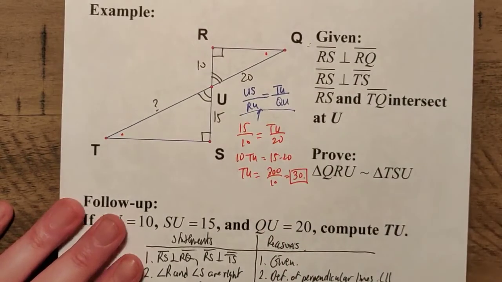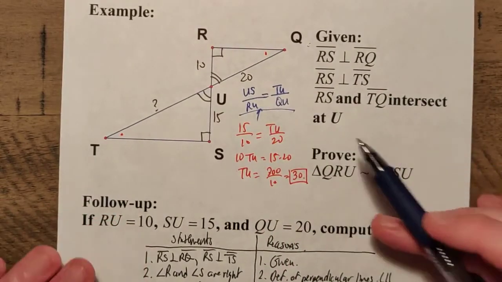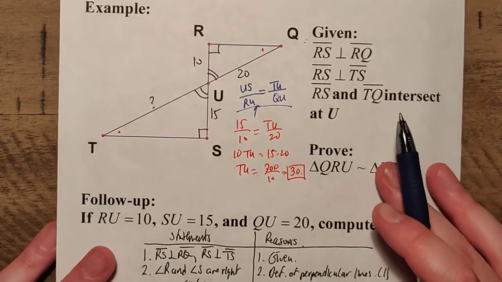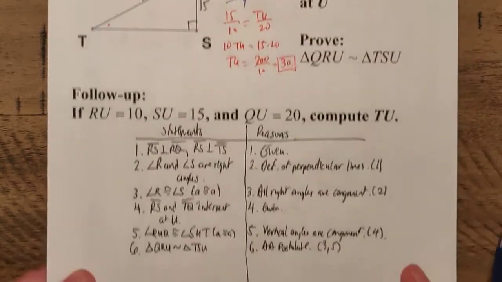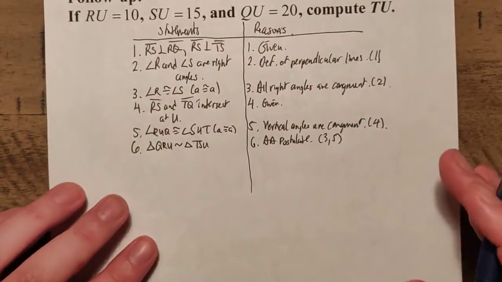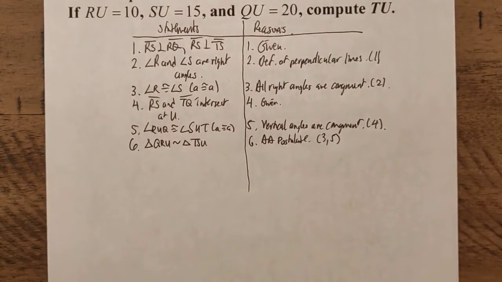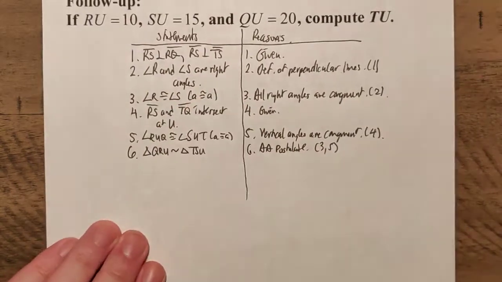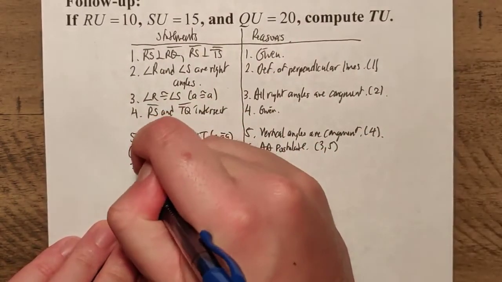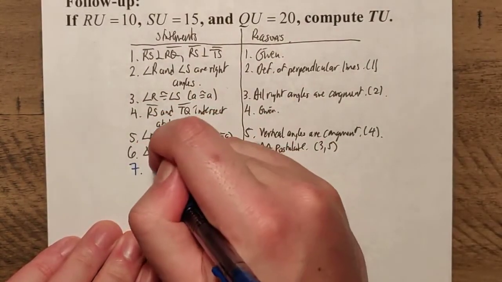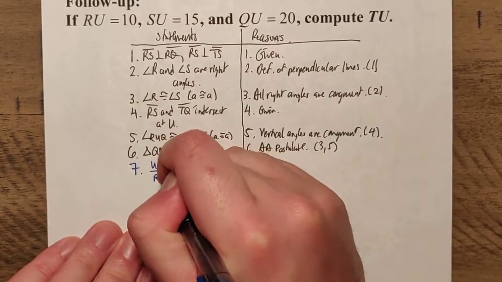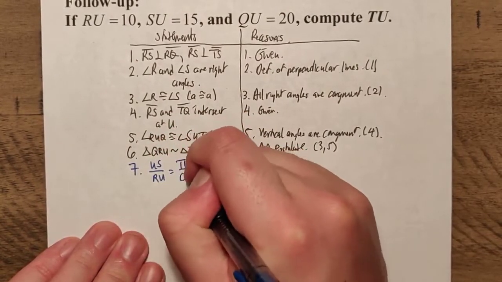So notice that what we have here is a proportion like this: US over RU equals TU over QU. In the same fashion, we can write this in here. In fact, this is a result of the fact that the triangles are similar. So I can include this as an additional step in my proof. I can write as step 7 here that US over RU equals TU over QU.